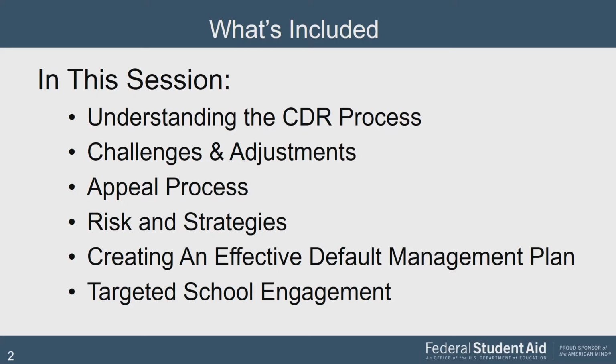In our session today, what we will be going over is understanding the CDR process, the challenges and adjustments that you can submit as an institution to challenge your cohort default rate, the appeal process, risks and strategies, and creating an effective default prevention plan and target school engagement.